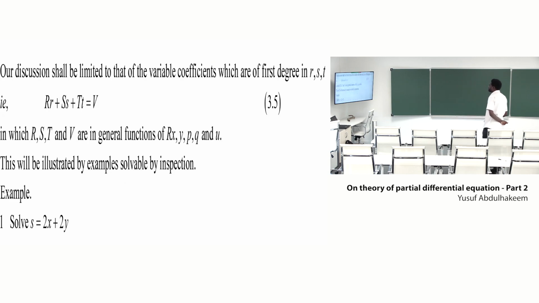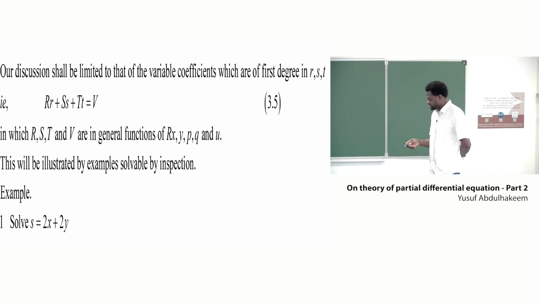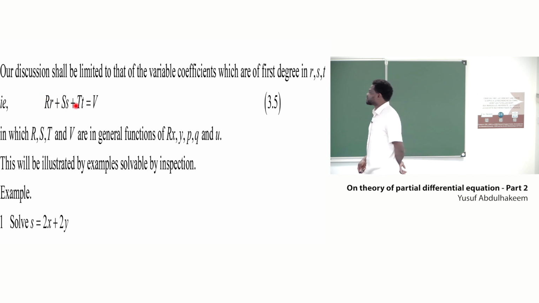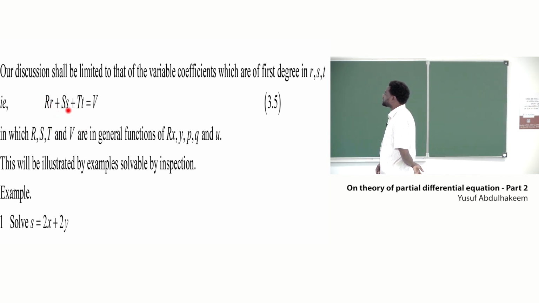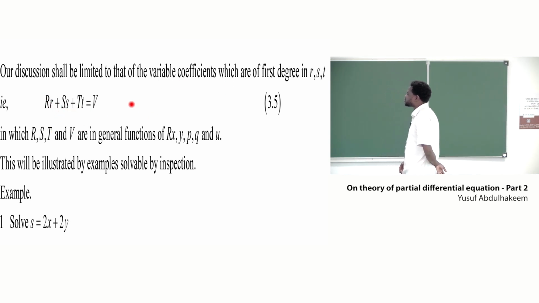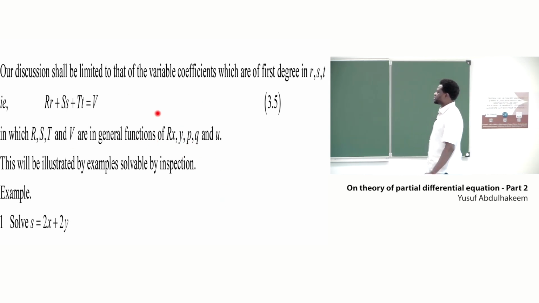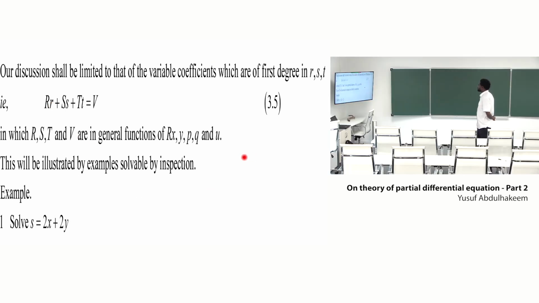Our discussion shall be limited to variable coefficients which are of first degree in R, S, and T. That means this R, this S, and this T are just going to be first degree. We are not going to take higher degrees because we don't really have much time, so we'll limit ourselves to what we have here. But you are free to go into textbooks and explore more.